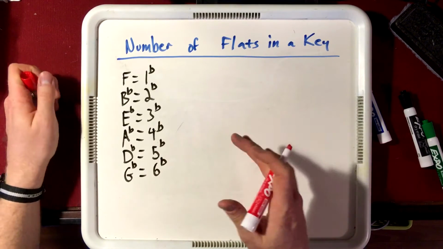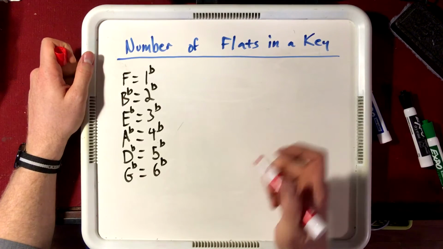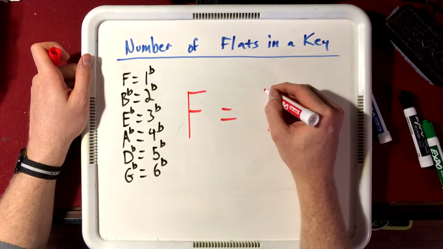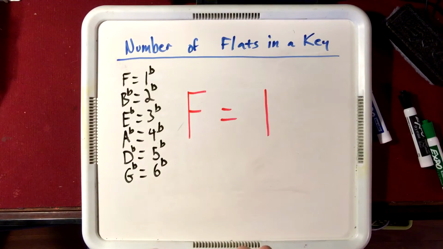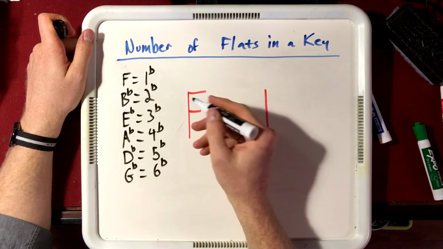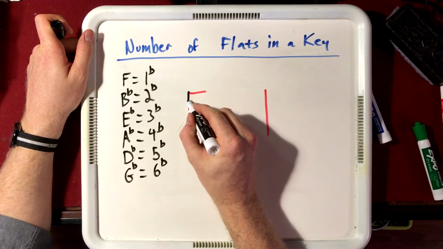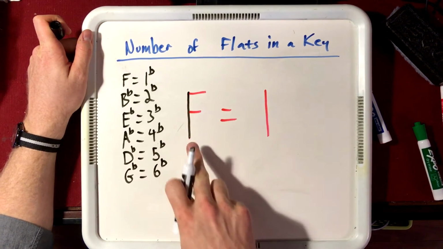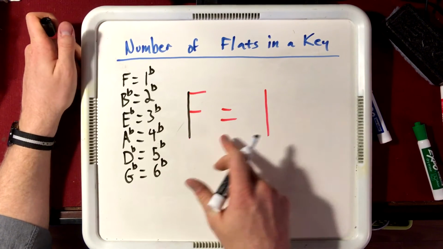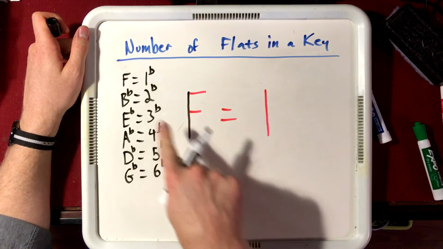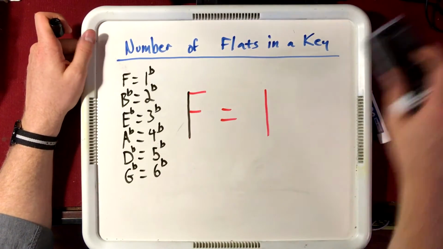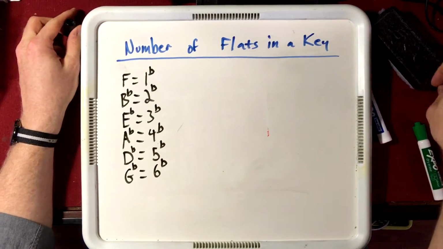And this is going to be kind of like using a picture to figure this out. Okay, so let's look at F. F has 1 flat. Very, very cool. If I were to just take the stem of this F, I'm going to highlight that right there. What does that stem look a lot like? It looks a lot like a 1. So I memorize that F has 1 flat because the stem of it looks like a 1. Okay, pretty simple. Let's look at B flat here.